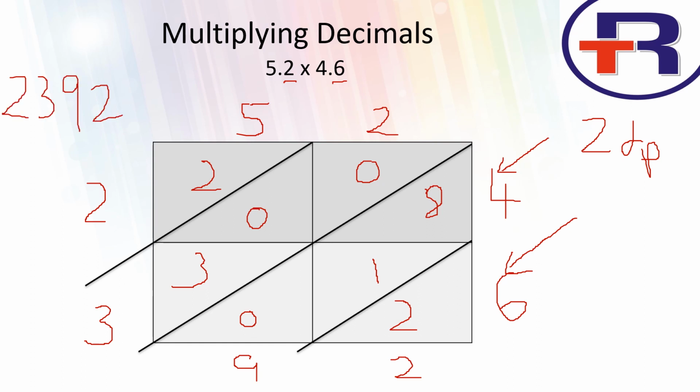2392. What we then have to remember is that we originally took 2 decimal places out of the original sum. We need to put those decimal places back. 1, 2. So the decimal point goes there, meaning the answer to that particular question is 23.92.